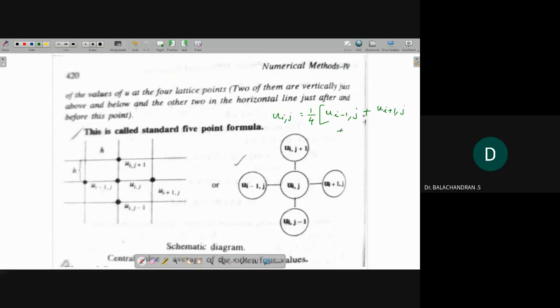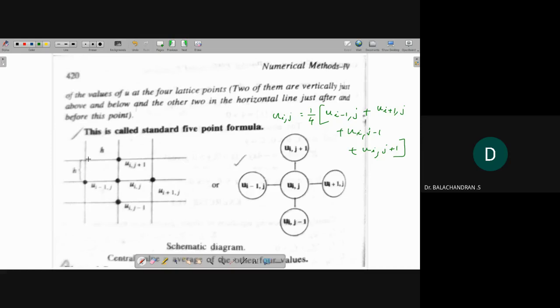And then plus u(i, j+1) and u(i, j-1). So first I will write this one, and then write u(i, j-1) plus u(i, j+1). Okay. So the same thing is also here in the grid u(i, j). So here u(i-1, j), here u(i+1, j). So the value of this is equal to the sum of these 4 values divided by 4.